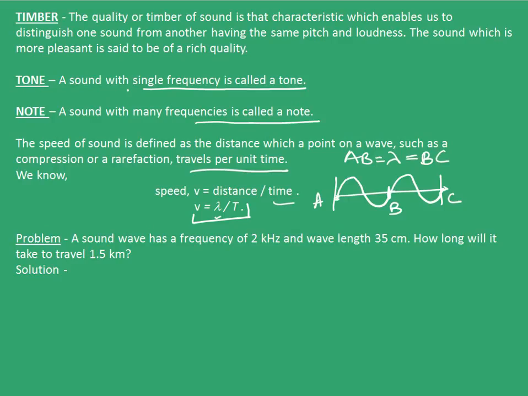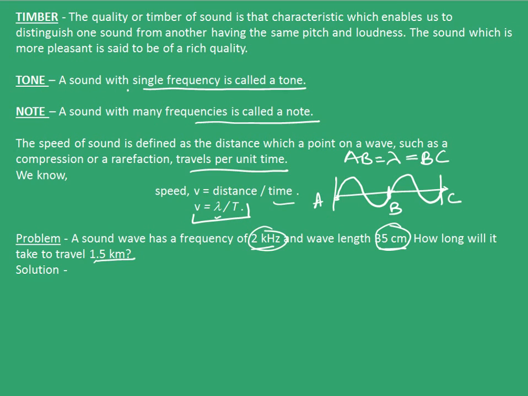Now we will look into a problem and see how we calculate the speed of sound and the distance it travels correspondingly. A sound wave has a frequency of 2 kHz and a wavelength of 35 centimeters. We have been asked to calculate the time it will take to travel 1.5 kilometers. So first, in order to calculate the time taken, we need to find the speed of the sound. And to find the speed of the sound, you have to calculate its wavelength and time period. In this question, the wavelength is given to be 35 centimeters.